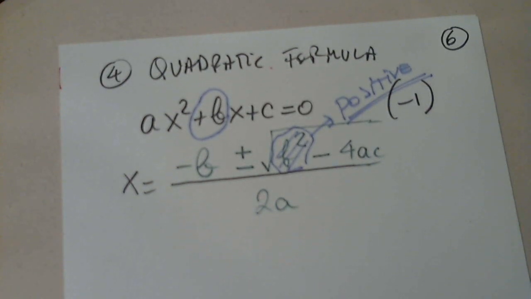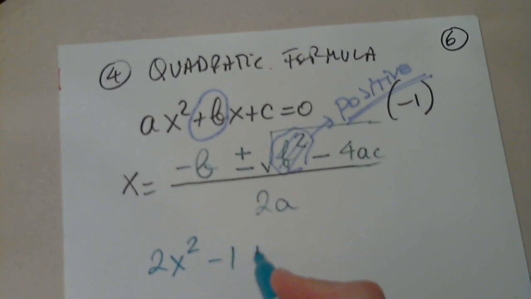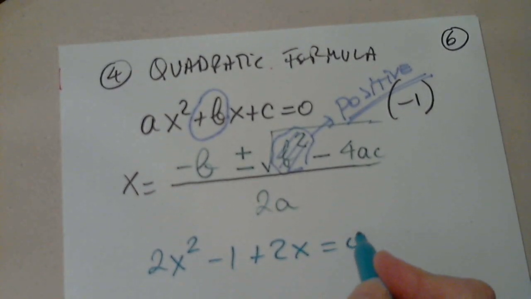Okay, so I let you choose any quadratic equation. You can make one up for me, anything you want. Make one up. Any quadratic equation, please. If not, I will copy one. Okay, 1, 2, 3. Anyone? Okay then. So I have 2x squared minus 1 plus 2x equals 0.